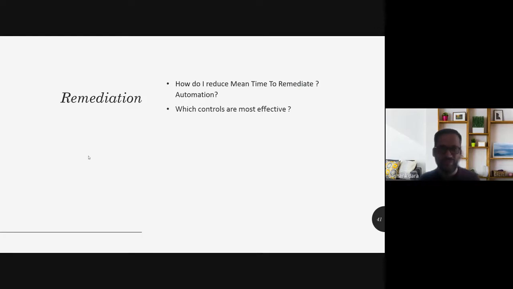So when it comes to remediation, the whole point of this exercise is that we would like to reduce the risk. Now, how do I reduce the mean time to remediate? Automation? Yeah, that looks to be a no-brainer, but there are a lot of challenges even in that. And other questions, such as which controls are most effective, right? Let's say we have found a SQL injection vulnerability. Is it effective? Again, effective is a subjective term.